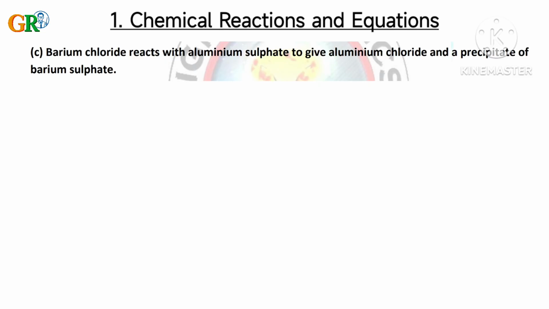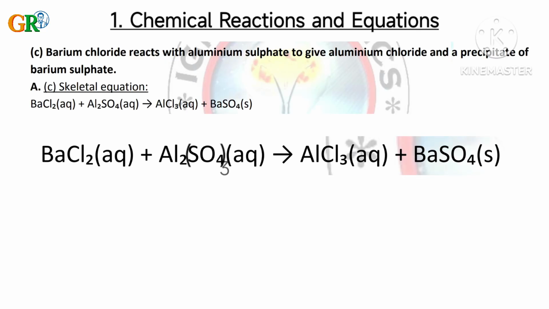And now C. Barium chloride reacts with aluminium sulfate to give aluminium chloride and a precipitate of barium sulfate. The chemical equation is BaCl2 + Al2(SO4)3 gives rise to AlCl3 + BaSO4. Let us balance the chemical equation.